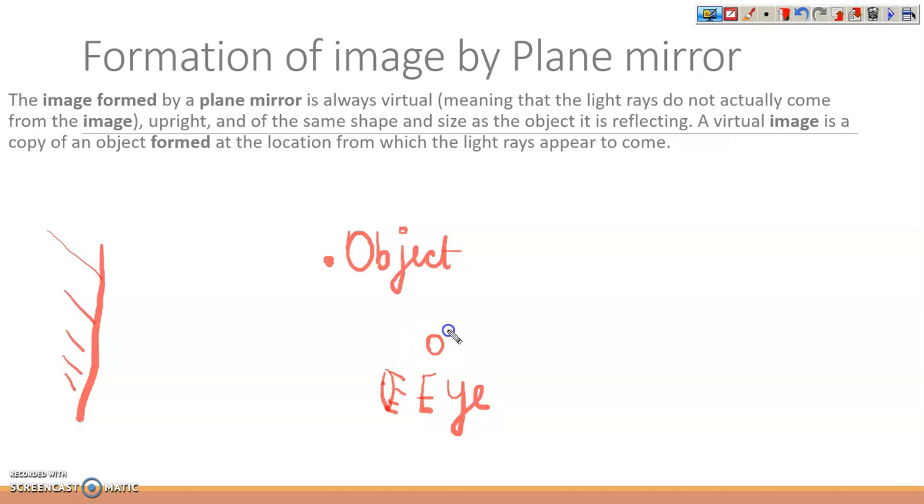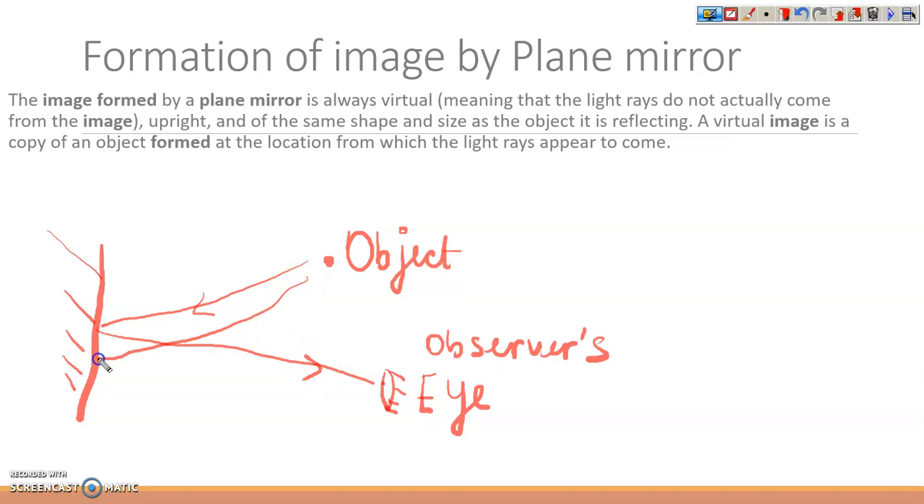The observer's eye. The light rays are coming from an object and going to the observer's eye. Many light rays are coming from this object, and some are getting absorbed also. They will continue and meet at a point I. Here at I, the image is formed.